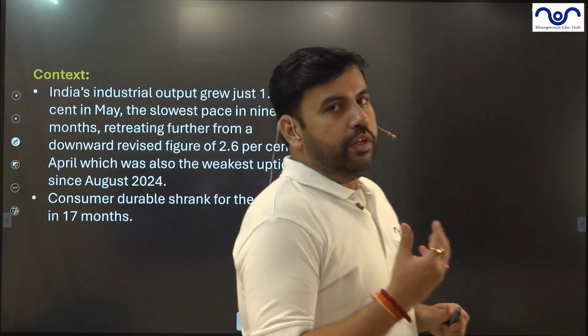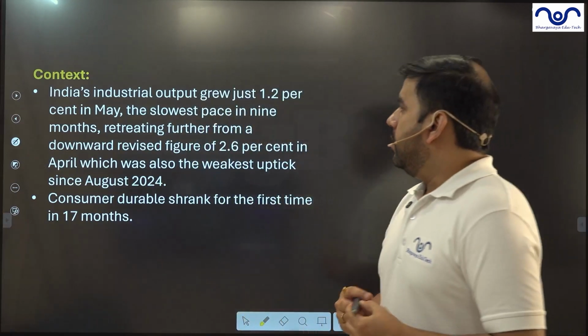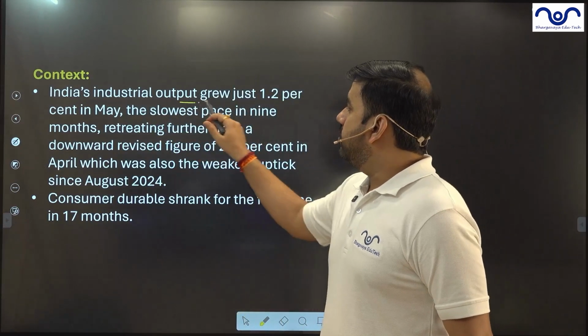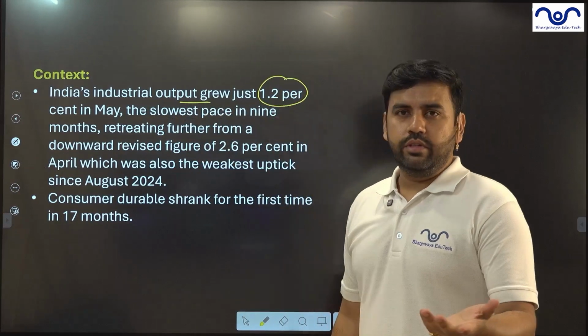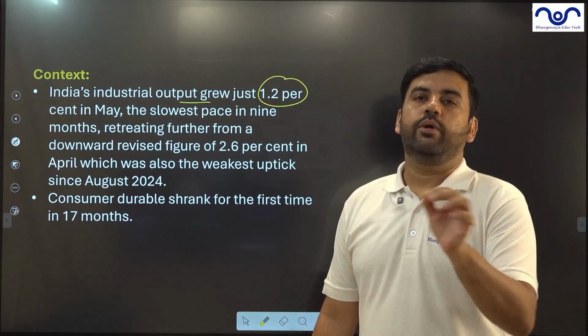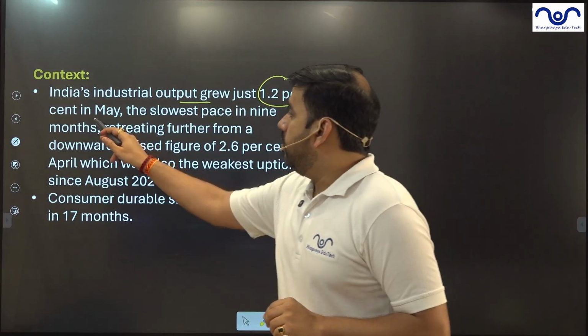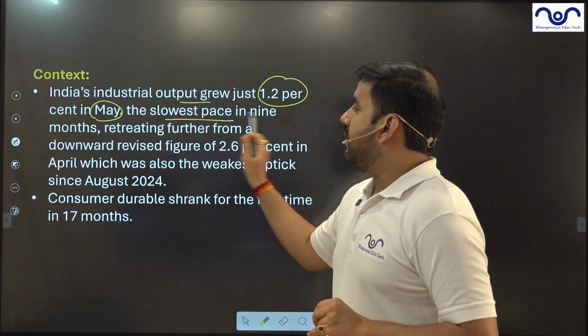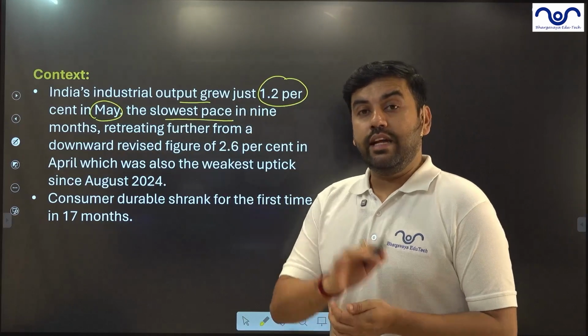Prelim examination, so we'll be covering it very lightly. Now, what is the context? Context says India's industrial output grew by just 1.2%. So in the base, it was 100, now it is 101.2. In the month of May, the slowest pace in the 9 months. So in the last 9 months, it has been the slowest.